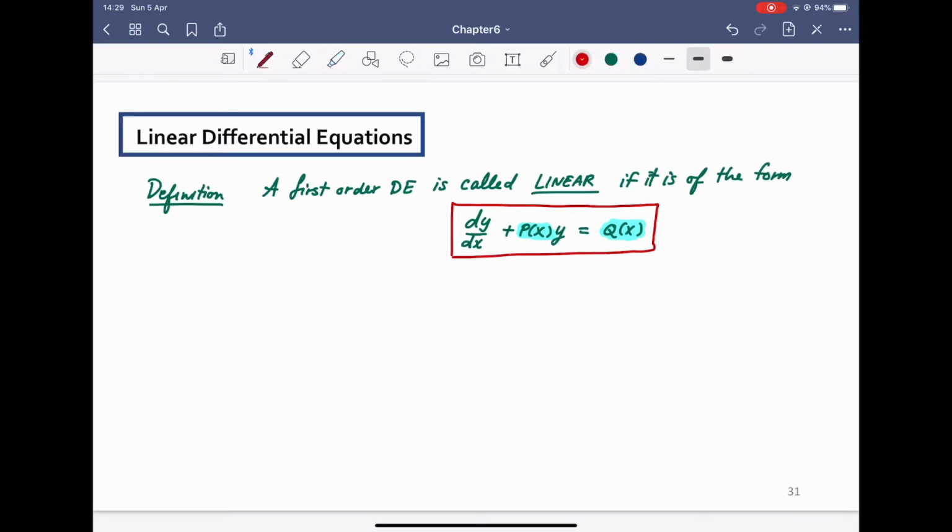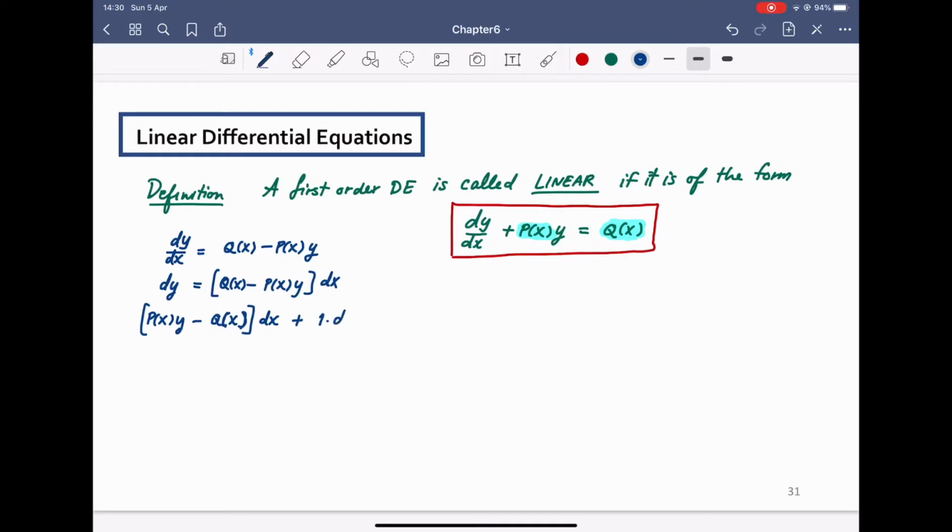So I can simplify this and it will be dy/dx = q(x) - p(x)y. Then I can multiply both sides by dx, so I get dy = (q(x) - p(x)y) dx, and I move everything to the left hand side. So I have (p(x)y - q(x)) dx + 1 dy = 0. So this is now in the form M dx + N dy = 0. I let M(x,y) be p(x)y - q(x), and I let N(x,y) be 1.